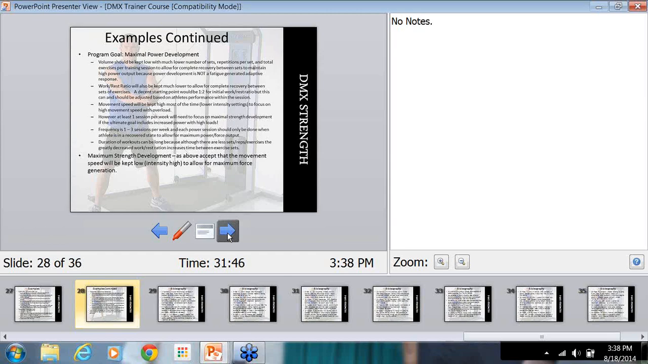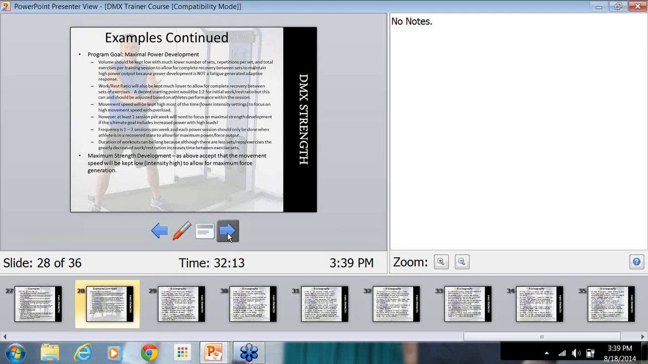Movement speed is going to be kept high most of the time, lower intensity settings, which is higher speed, to focus on high movement speed with overload. However, at least 1 session per week, we'll need to focus on maximal strength development if the ultimate goal includes increased power with high loads. Remember that. Frequency is 1 to 3 sessions per week, and each power session should only be done when the athlete is in a recovered state to allow for maximum power and force output.